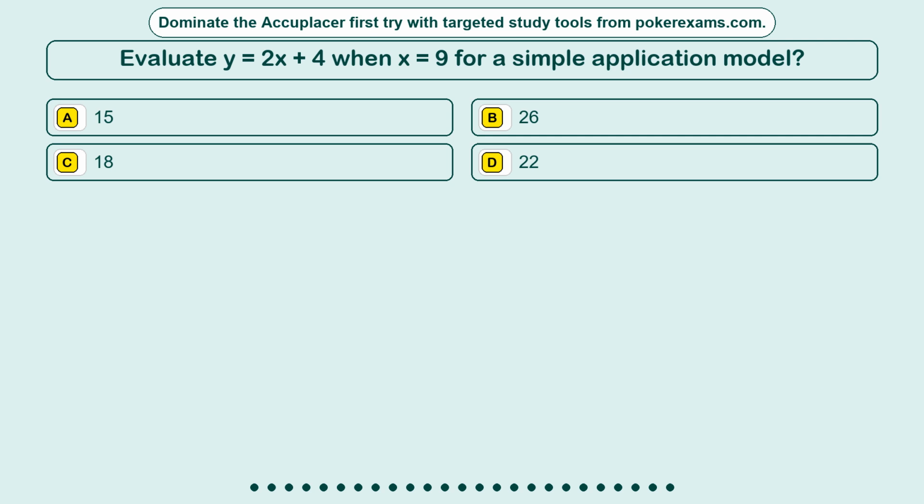Question 7. Evaluate y = 2x + 4 when x = 9 for a simple application model. Option A, 15. Option B, 26. Option C, 18. Option D, 22.